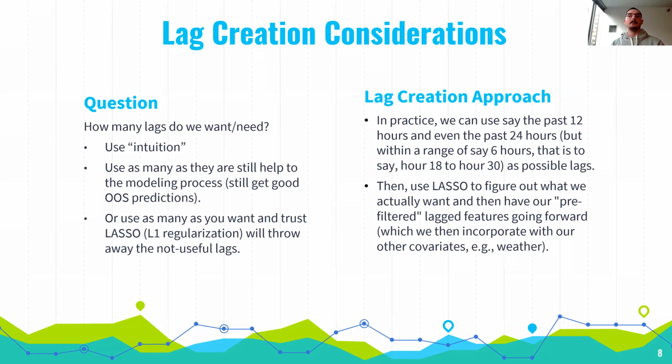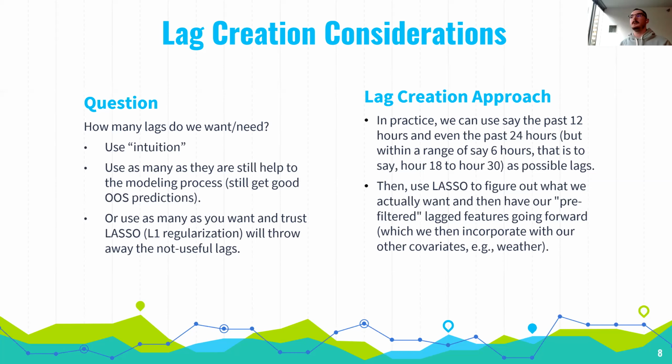And three options I came up with were, first, I could just use intuition and kind of guess which lag values might be the most statistically significant. I could also use as many as are still helpful to the modeling process, so increasing my lag values all the way up until I start to see degradation in my models and then decreasing them back down. But I really wanted a finite way to create my lag values. So I ended up using Lasso to find which lag values were statistically significant.